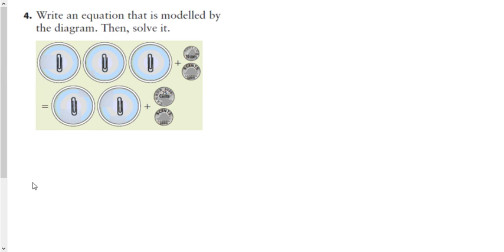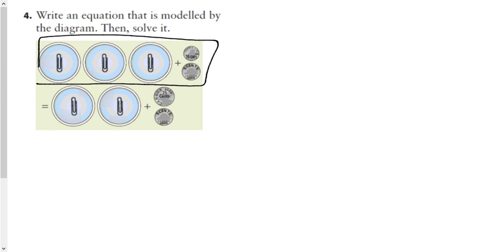This is section 8.4 of your Math Links 9 textbook, solving algebraic equations when there are variables on both sides of the equation. We start off at question 4 where it says, write an equation that is modeled by the diagram, then solve it. So in this particular one, we have the equal signs.